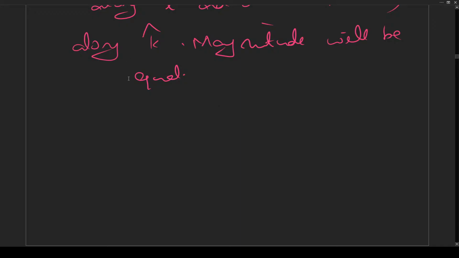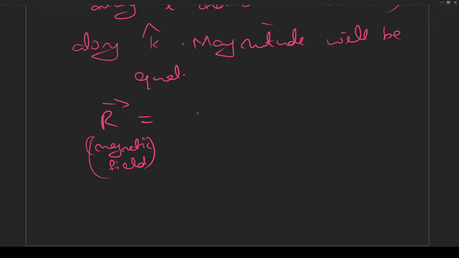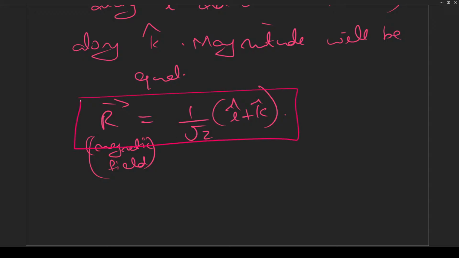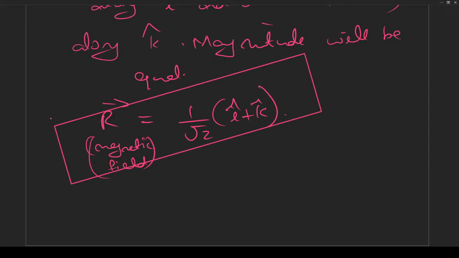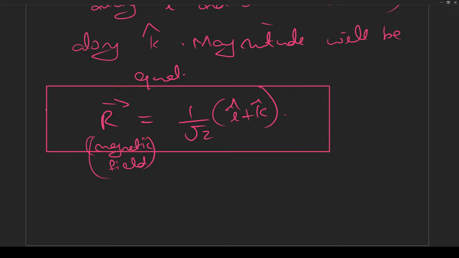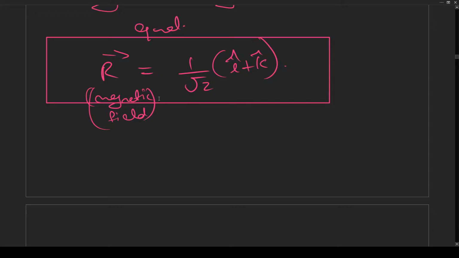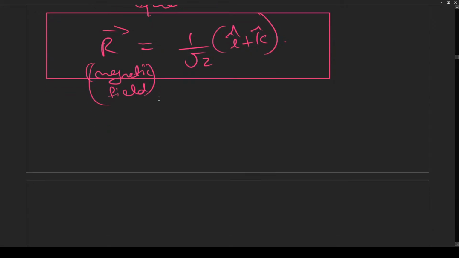And when we take the direction of the resultant magnetic field, then through parallelogram of vector addition we will get 1 by root 2 times I cap plus K cap. Now let's go to the next question.